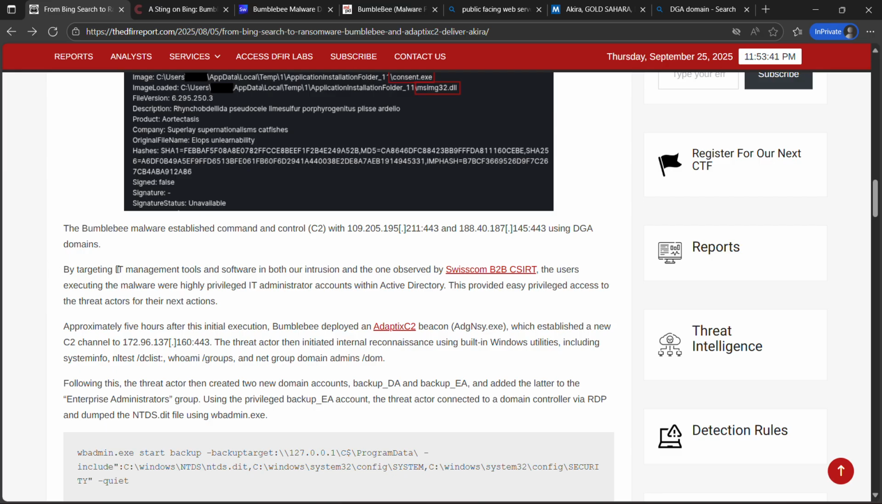Targeting IT management tools and software, in both the intrusion and the one observed by Swisscom B2B CSERT. The users executing the malware were highly privileged IT administrator accounts within Active Directory.